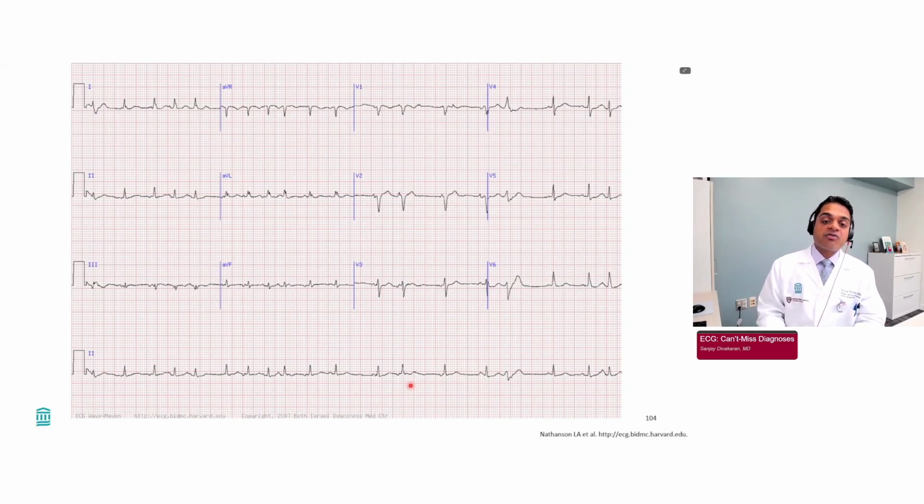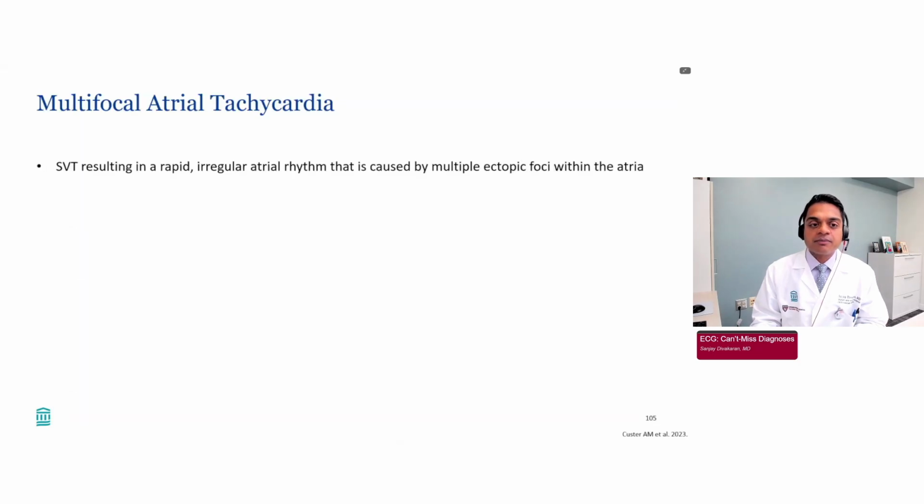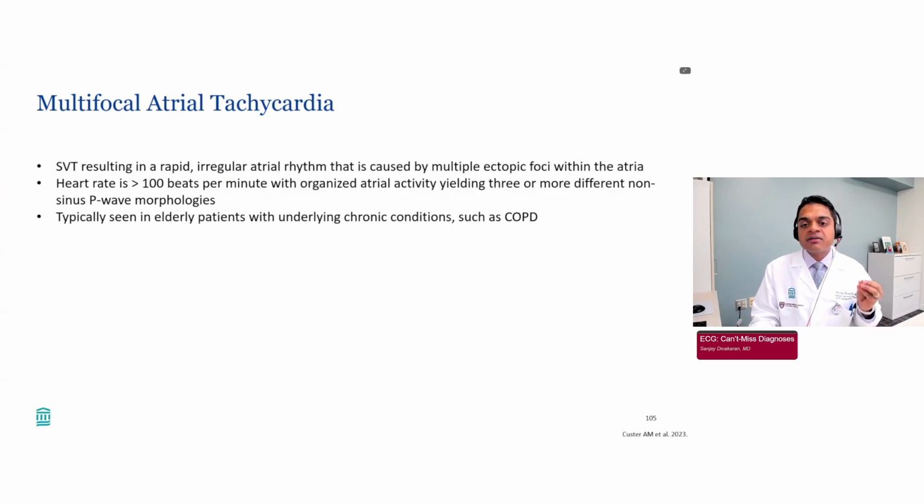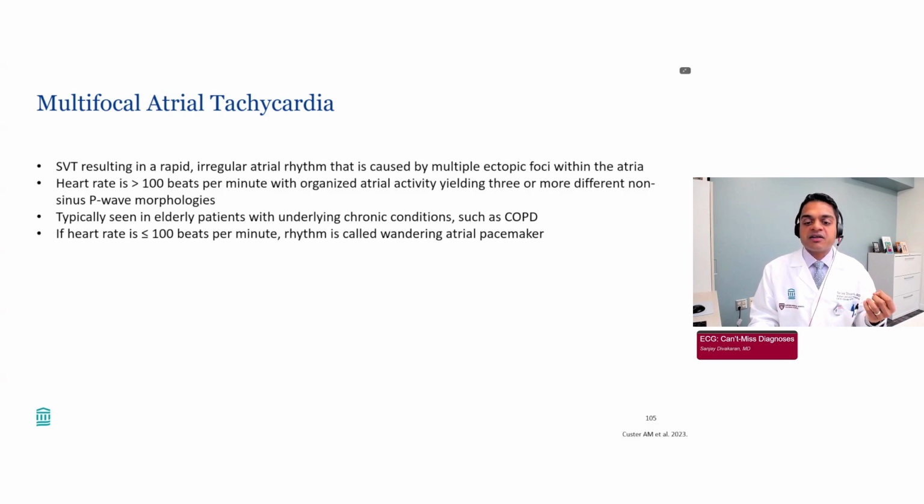And the only difference is the heart rate. So if the heart rate is 100 or greater, we say MAT, or if the heart rate's less than 100, we say a wandering atrial pacemaker. So MAT is an SVT resulting in rapid irregular atrial rhythm, usually caused by multiple ectopic foci within the atria. As we discussed, the heart rate is greater than 100 beats per minute. And the most common location I see this is in the thoracic ICU. So elderly patients with underlying chronic conditions such as COPD. And again, it's called a wandering atrial pacemaker if it's less than 100 beats per minute.